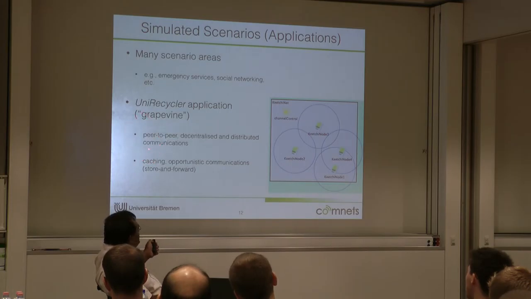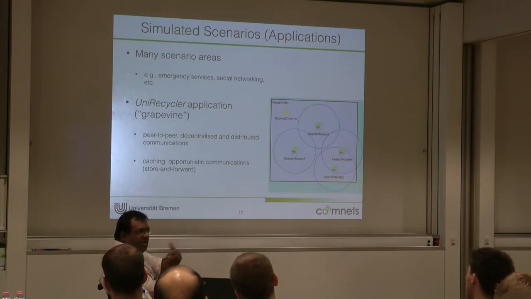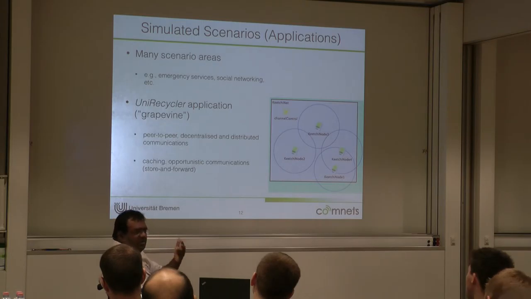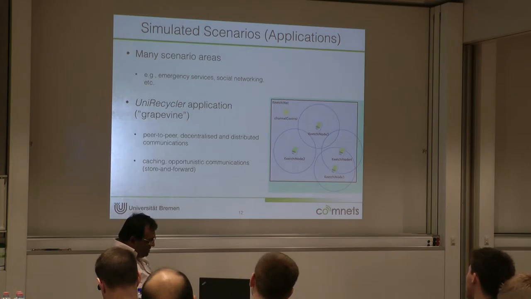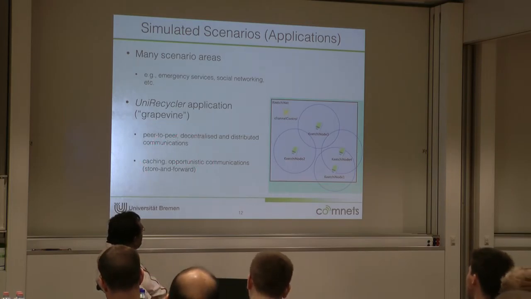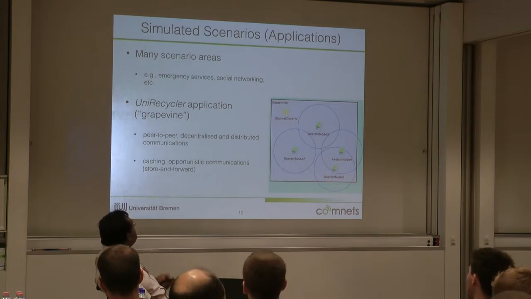As I said, it's peer-to-peer, decentralized, distributed communications, because everyone has their devices and they want to share information, and one might take this information. We don't want to use the infrastructure, because with Wi-Fi Direct, most of the freshmen would have a smart device with them. So that's where we are going. And of course, every device will be caching, and then we'll have opportunistic communication based on the Kichi architecture.